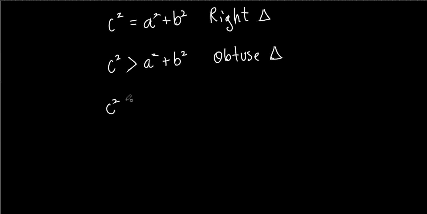So take a wild guess. If c squared is what? Less than. Okay, we had greater than. If it's less than a squared plus b squared, what kind of a triangle is it going to be? It's going to be an acute triangle. You with me so far?